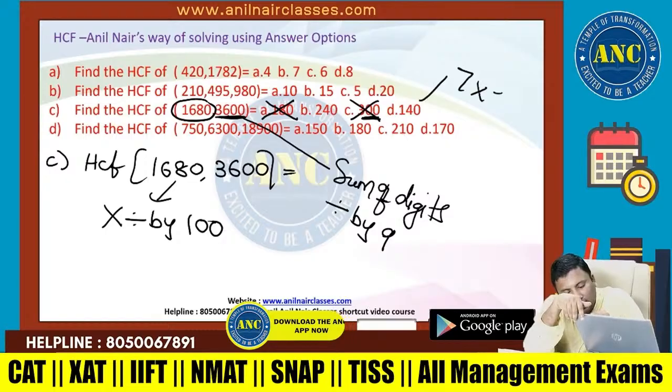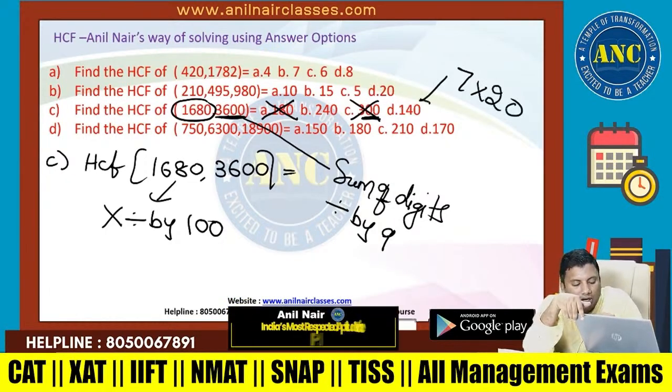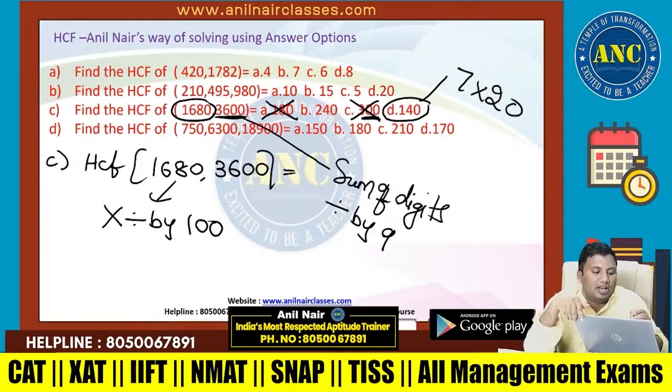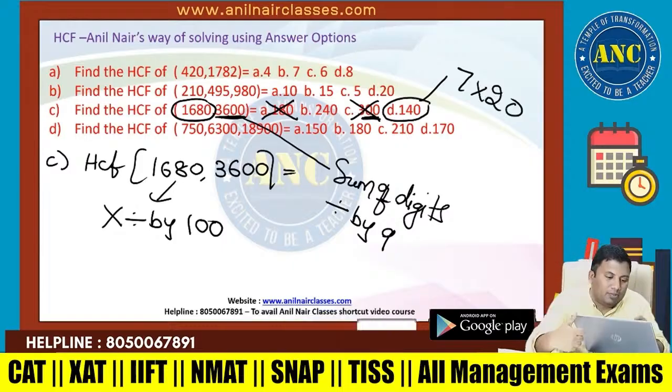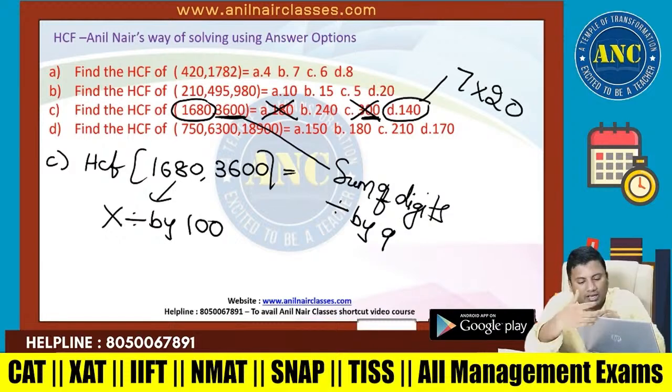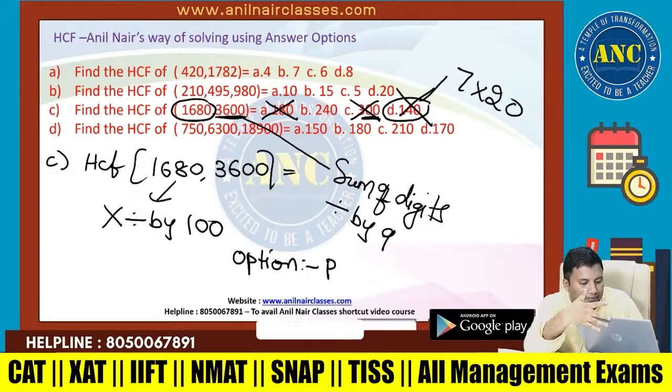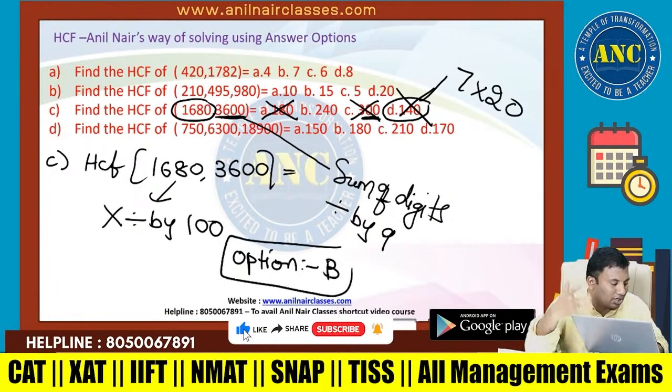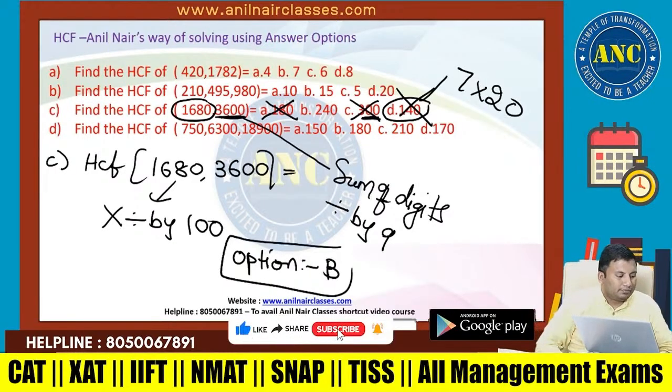140 is 7 into 20. Option D is divisible by 7. 1680 is divisible by 7. 3600 is not divisible by 7. So 140 is ruled out. The answer for this question is option B. I hope it is clear, right?